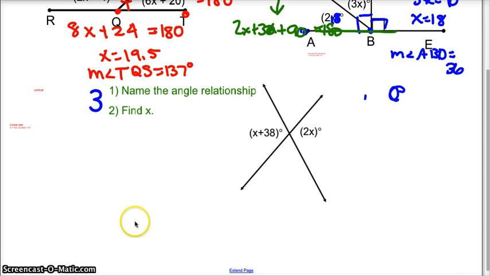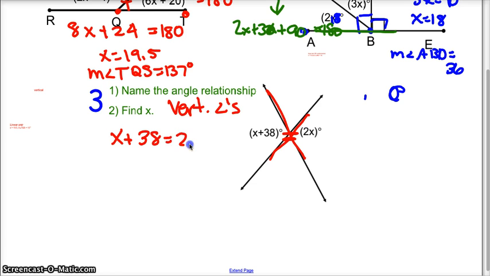Looking at number 3, the angle relationship, I see two lines that are crossing. So these angles are vertical angles, and vertical angles are congruent. So my equation is those two things being set equal. Solving, x is 38, and it looks like that's all it's asking for.